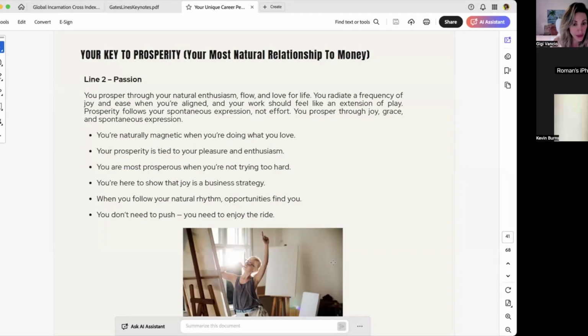You're naturally magnetic when you're doing what you love. Your prosperity is tied to your pleasure and enthusiasm. You're more prosperous when you're not trying too hard. You're here to show that joy is a business strategy. And when you follow your natural rhythm, opportunities find you. So you don't need to push, you need to enjoy the ride.